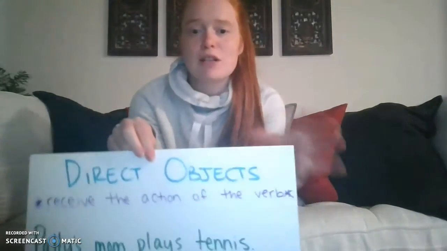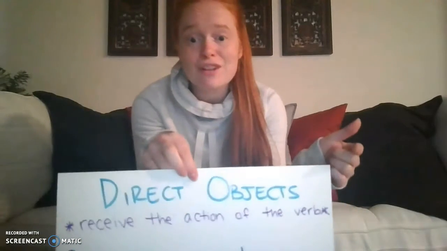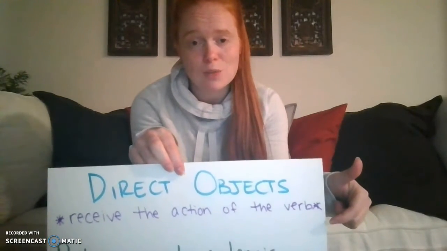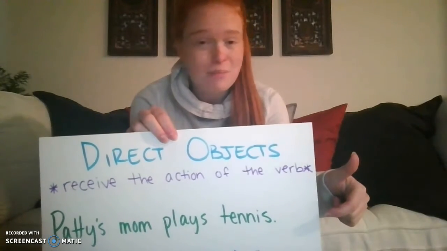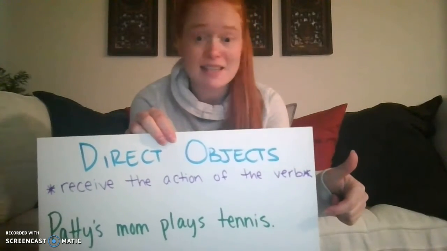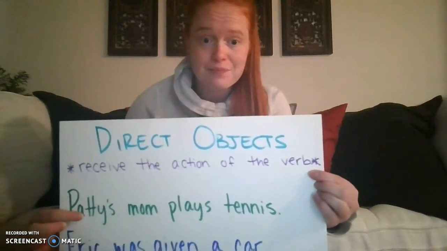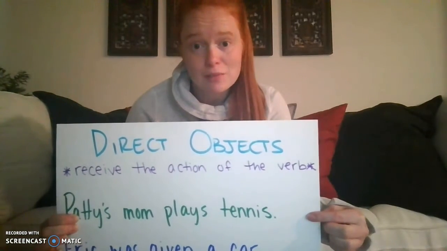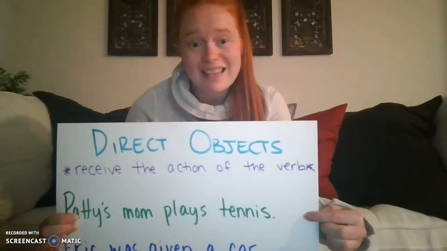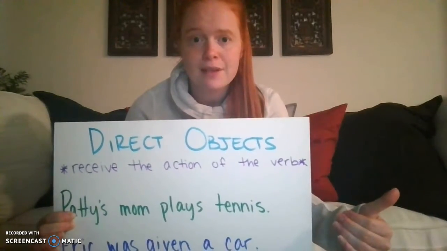Next, we have direct objects. Okay, direct objects receive the action of the verb. So what that looks like is Patty's mom plays tennis. Patty's mom is not tennis. Tennis is not Patty's mom. But Patty's mom plays tennis. So it's an action verb, and tennis is connected to Patty's mom.